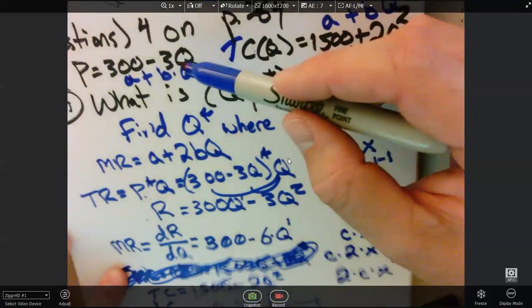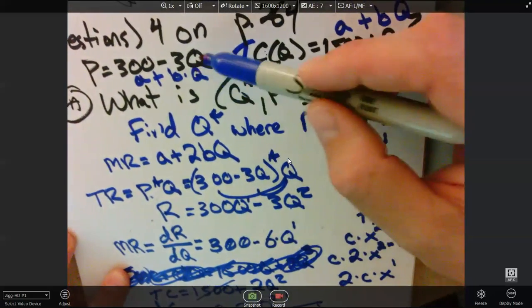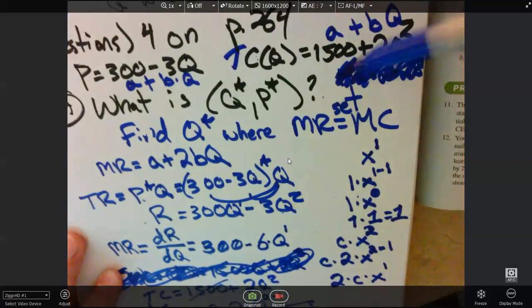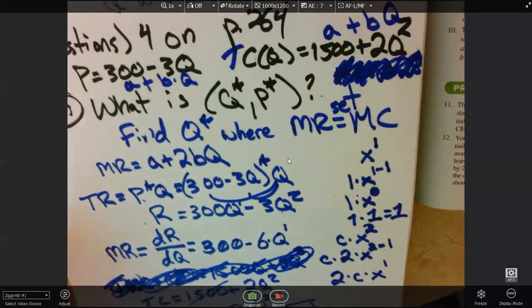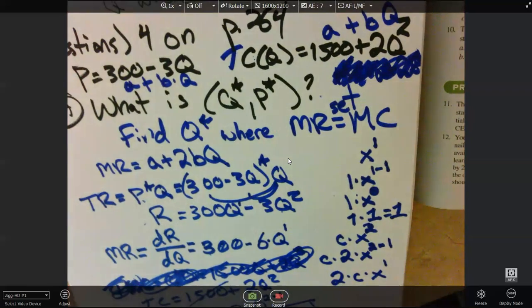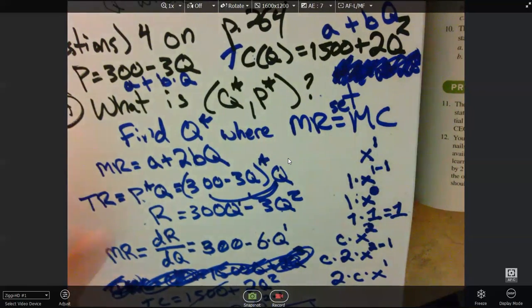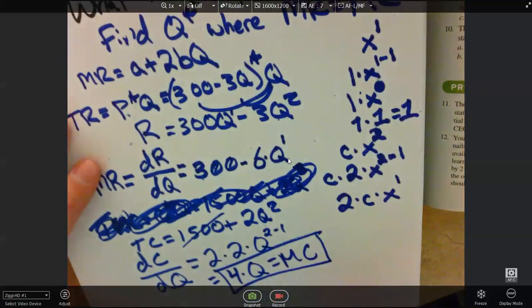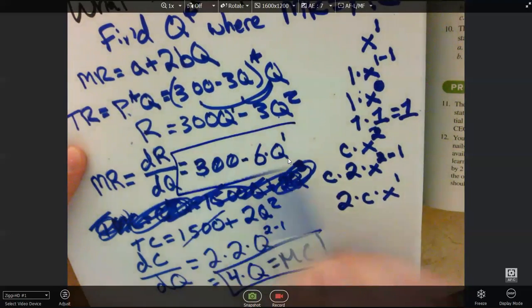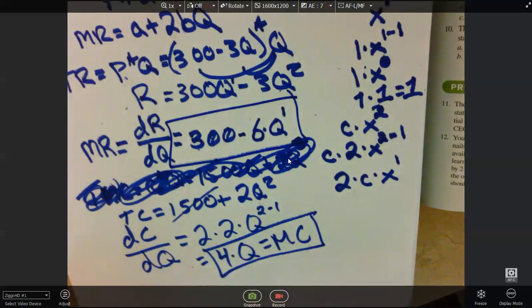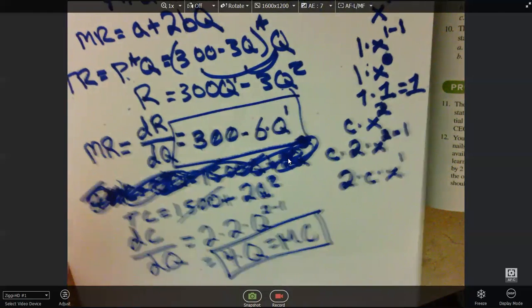This isn't telling me my total revenue. It's just telling me my price. But this is telling me my total cost. It's not telling me my division. All right, so we've got our marginal revenue that we need to set equal to our marginal cost, and then we need to solve for Q.